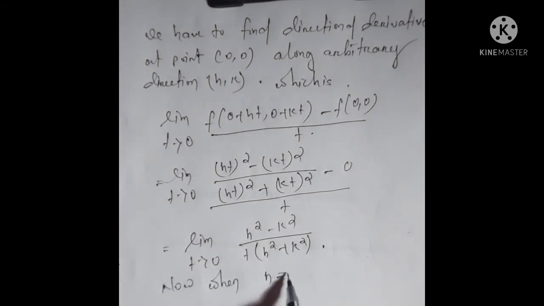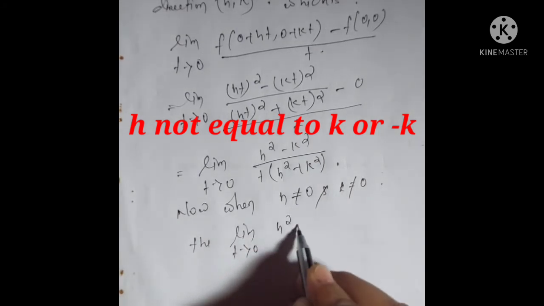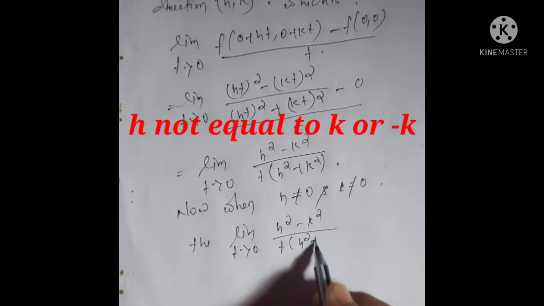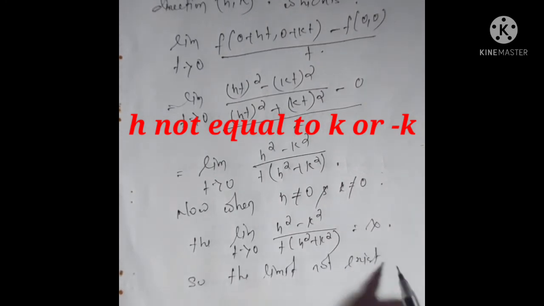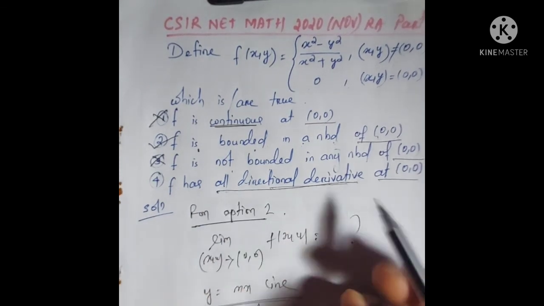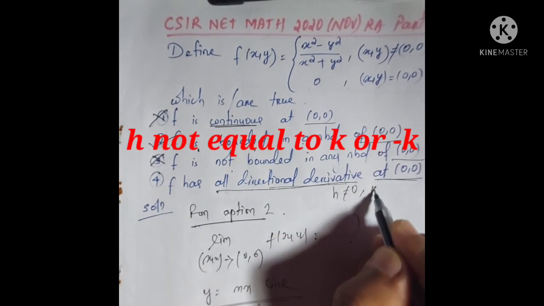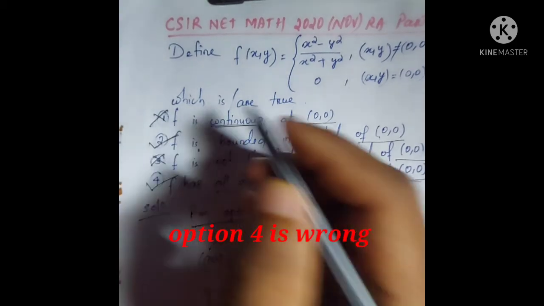Now when h is not equal to 0 and k is not equal to 0, then the limit as t tends to 0 of (h² − k²)/(t(h² + k²)) is equal to infinity. So the limit does not exist finitely for h not equal to 0 and k not equal to 0. So the option says f has all directional derivatives at origin, but we get that when h is not equal to 0 and k is not equal to 0, the limit does not exist finitely. So option 4 is wrong. So for this question, only option 2 is our correct answer. Thank you.